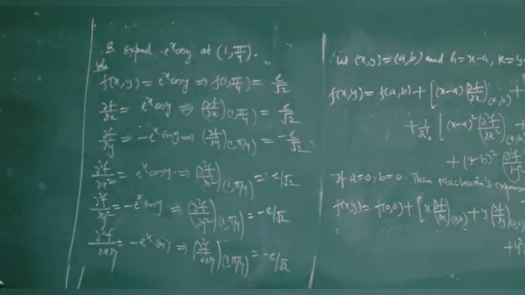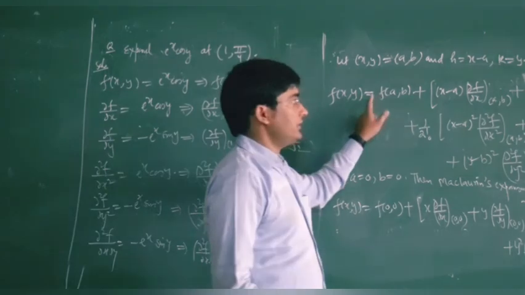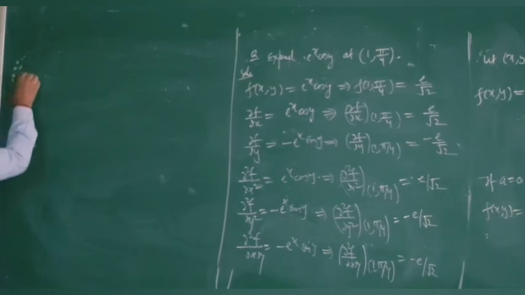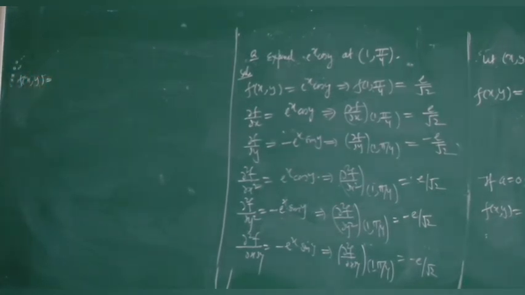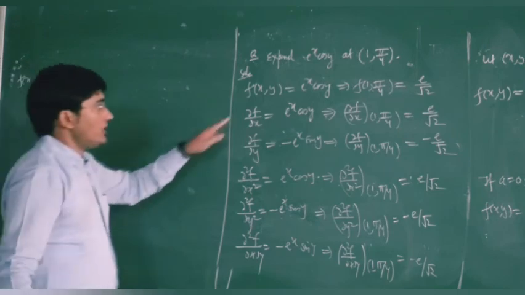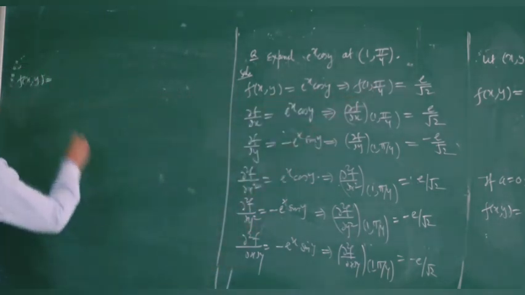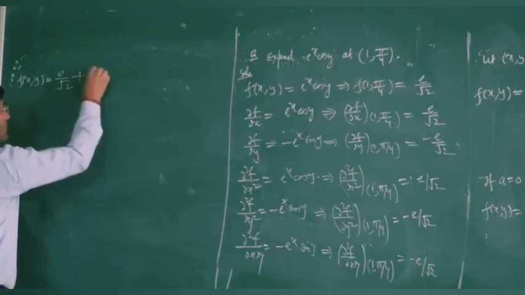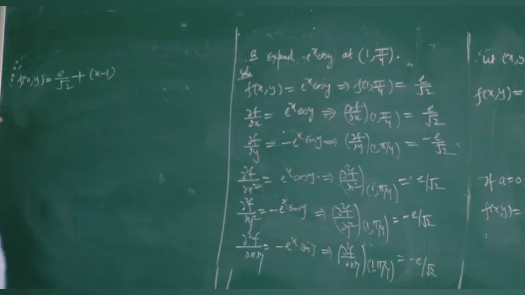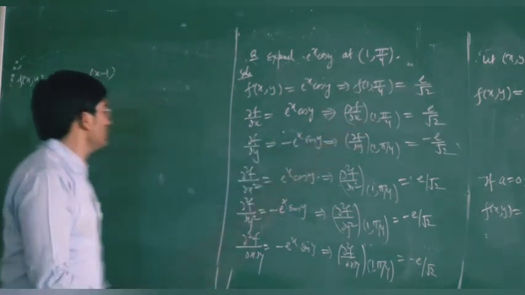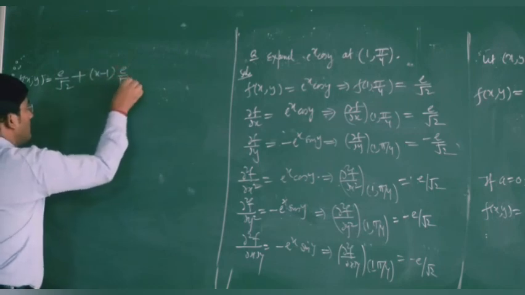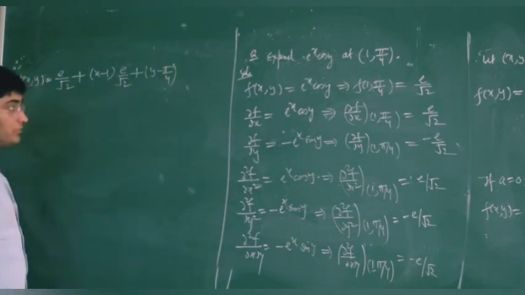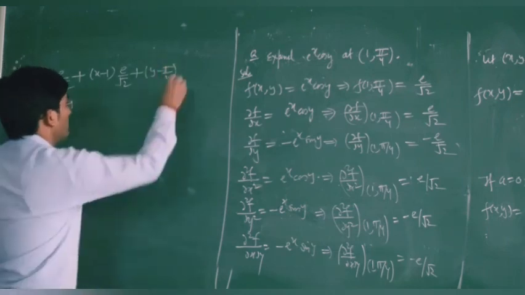So let us put these values in this Taylor expansion. Therefore our f(x,y) is equal to, the first term is f(a,b), which is e by root 2. Then x minus 1 into del f upon del x at 1 comma pi by 4, which is e by root 2. Then we will have y minus b, where b is pi by 4, and the value of del f upon del y at 1 comma pi by 4 is minus e upon root 2.